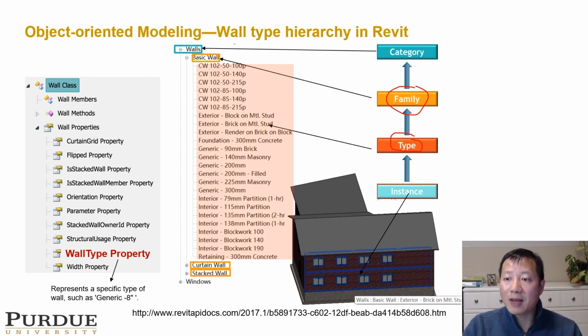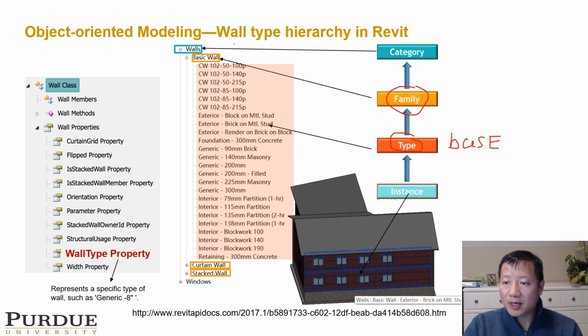And once you have the type, this is your base class. Okay, this is your base class. So let me see if I can write it. Base class. And using your base class, you can create as many instances or wall objects as you want to, right? So look at the Revit model.